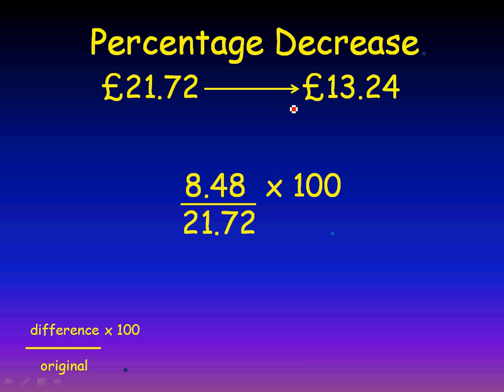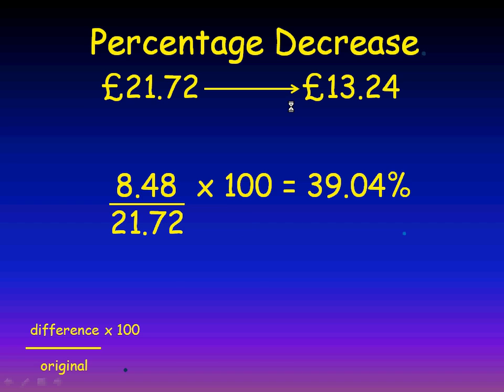If you work that out on your calculators, it will come out as 39.04%. So our decrease in money is 39.04%, nearly a 40% decrease from £21.72 down to £13.24. Now remember, with percentage increase and decrease, it can be any units that we're working in. We could be working in pounds and pence, kilograms or any units of measure, or we could just be working with numbers alone. But that equation is what's really important to remember: difference over original multiplied by 100.